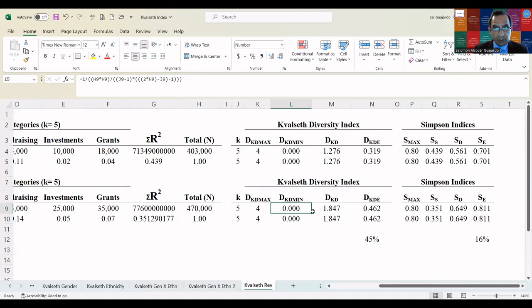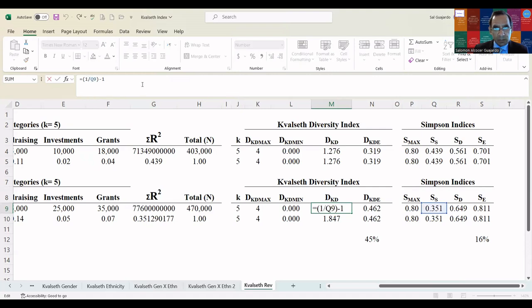For the maximum value for the Kvalseth index, that stays the same because there are 25 revenue sources. The minimum value stays the same. That's because the numbers are large in terms of revenue. Again, recall that the Kvalseth homogeneity index is based on the Simpson index.